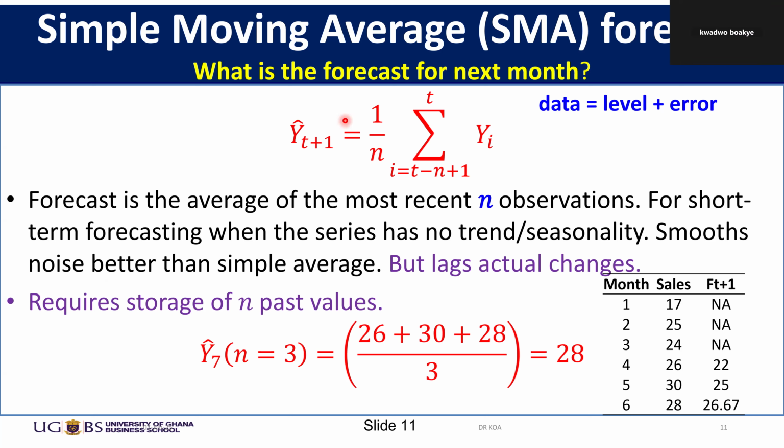Because it's a 3-month moving average. So we take the 3 previous months' sales and then find the average. So why didn't we get NA for the third period? The third period. Why did we have NA? I mean, given the answer you told me, if it's new, then it is easier. Selena.